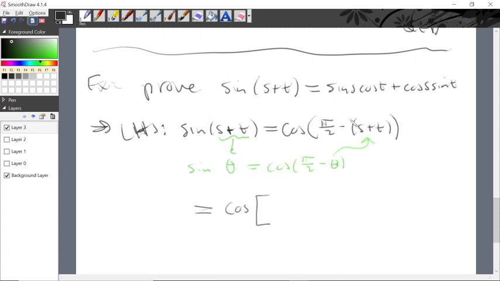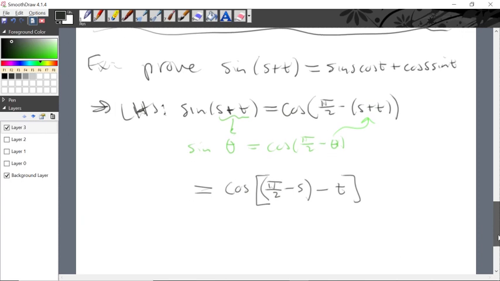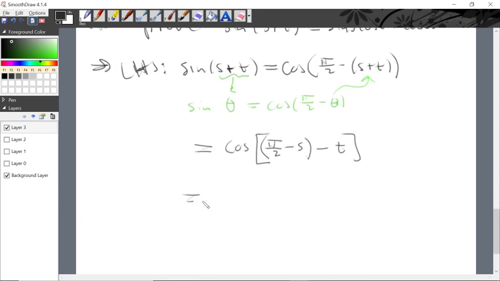Let's rewrite this, pi over 2 minus s minus t, as pi over 2 minus s as one argument, minus t as the other argument. So now we've rewritten this as the cosine of a difference in this form. Why would we do such a thing? Expand this now. We now have a cosine of a difference, cosine of a minus b. We've already proven that the cosine of a difference is the product of the cosines plus the product of the sines.